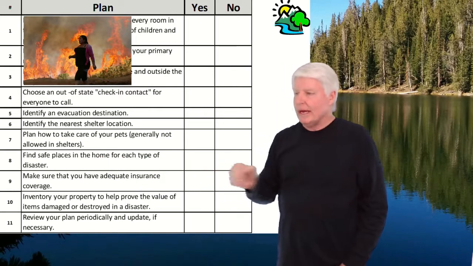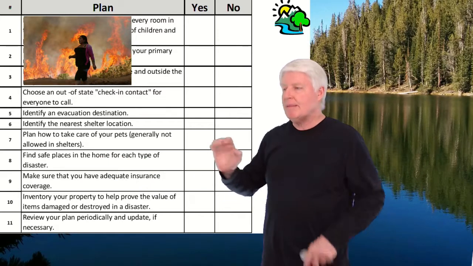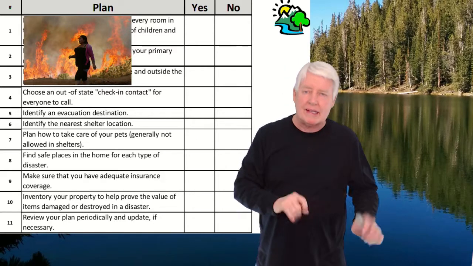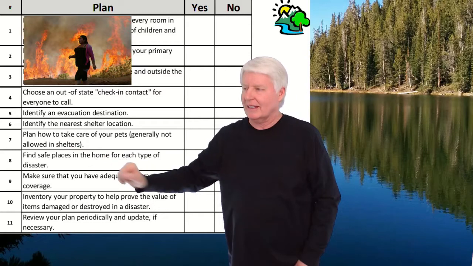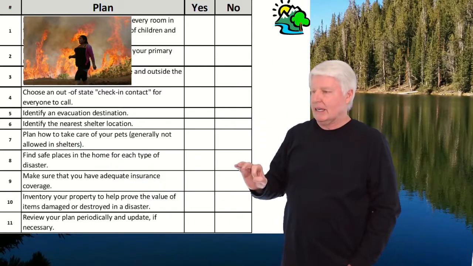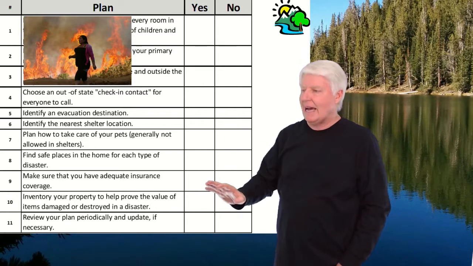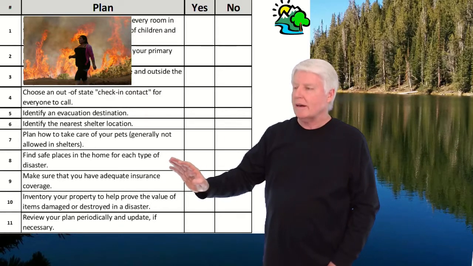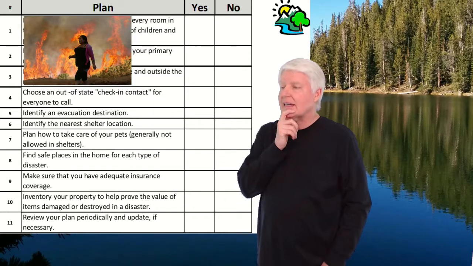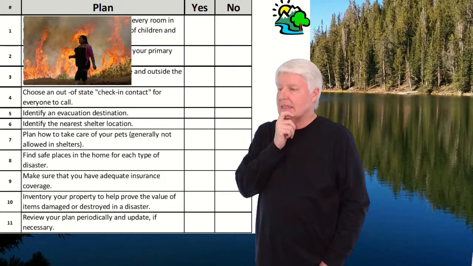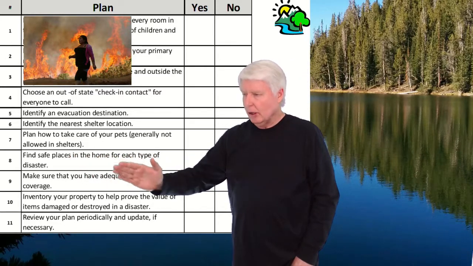Number 8, find safe places in the home for each type of disaster. Okay, maybe there's one place better for earthquakes, another one better for fires. On fires, you just want to get out of the place, I can tell you that. Flooding, etc. So we went through all those disasters already, the 5 disasters. Think of for each one of those, there's actually more than 5, but think of each one of those and think where you should meet in those different disasters, or even in the home.